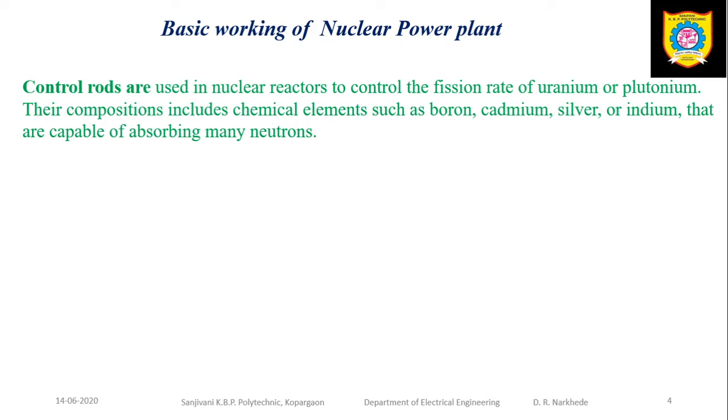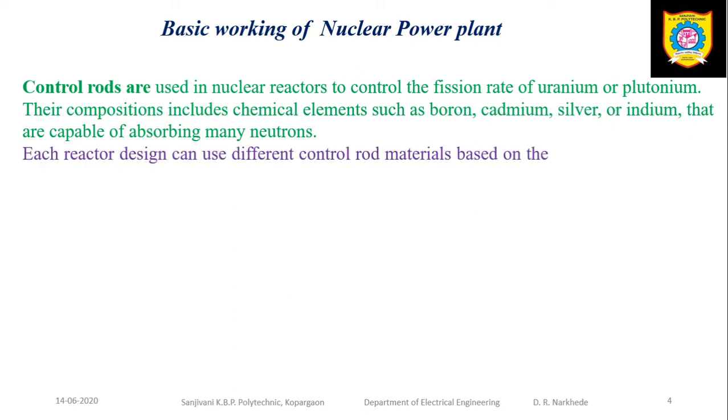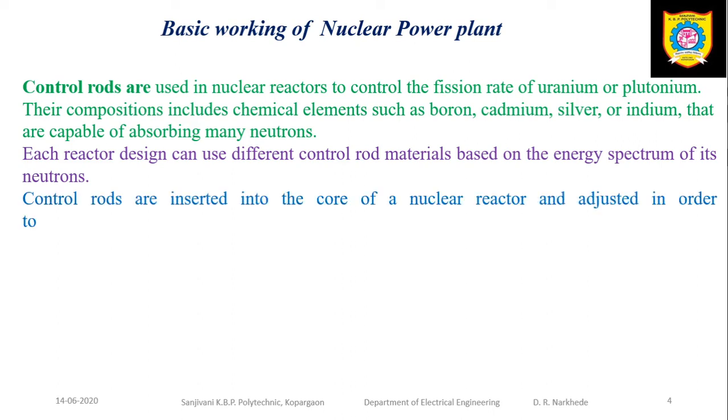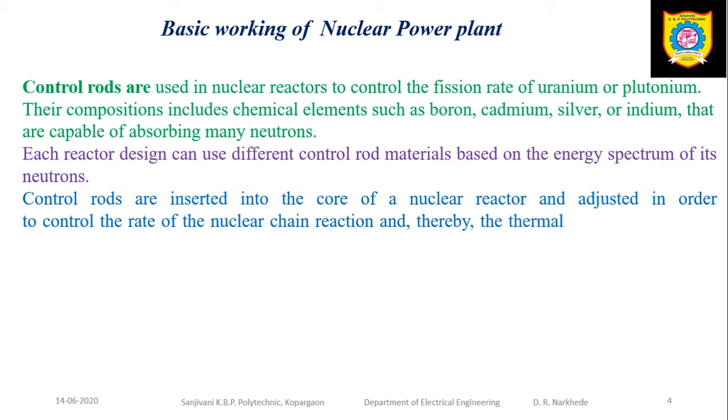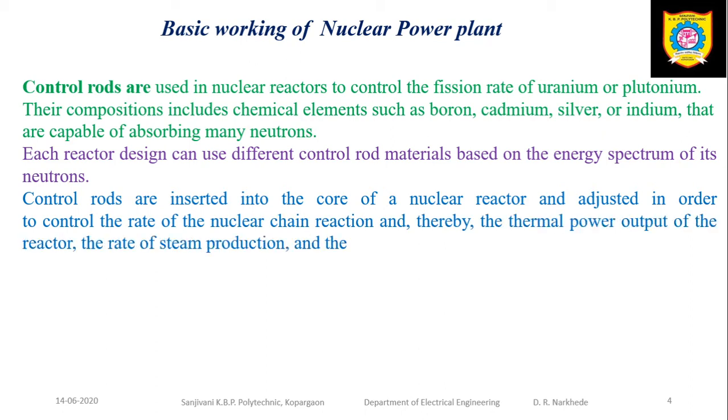Control rods are used in the nuclear reactor to control the fission rate of uranium and plutonium. Their composition includes chemical elements such as boron, cadmium, silver, indium that are capable of absorbing many neutrons. Each reactor design can use different control rod material based on the energy spectrum of its neutron. Control rods are inserted into the core of the nuclear reactor and adjusted in order to control the rate of the nuclear chain reaction and thereby the thermal power output of the reactor, the rate of steam production and the electrical power output of the power station.